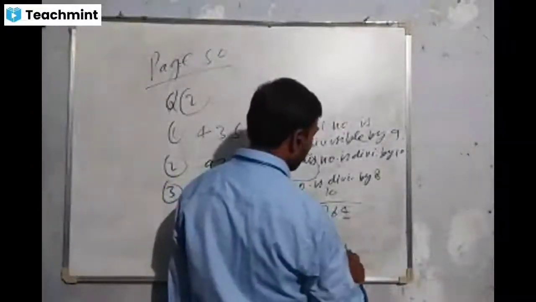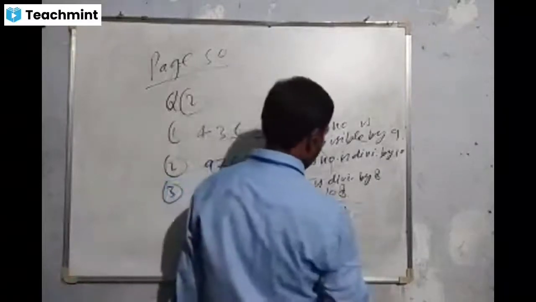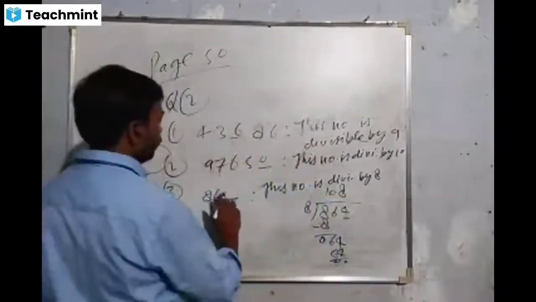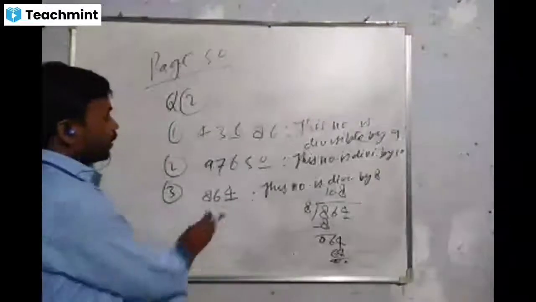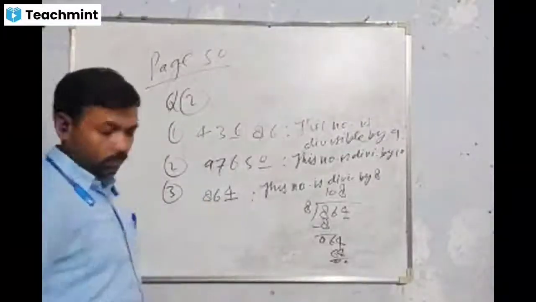If here it is 4, then 8 eights are 64. So what should be here? 4. So the answer will be 4. That is, the digit 4 should be here. Then 864 is divisible by 8. So our answer is 4.